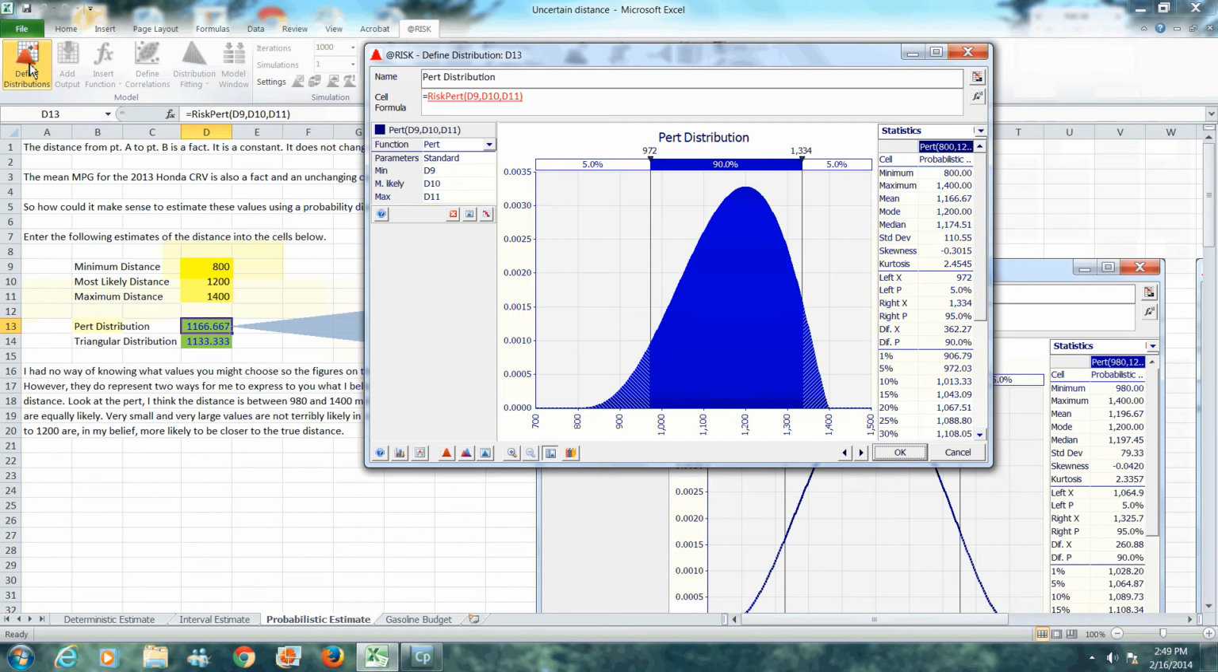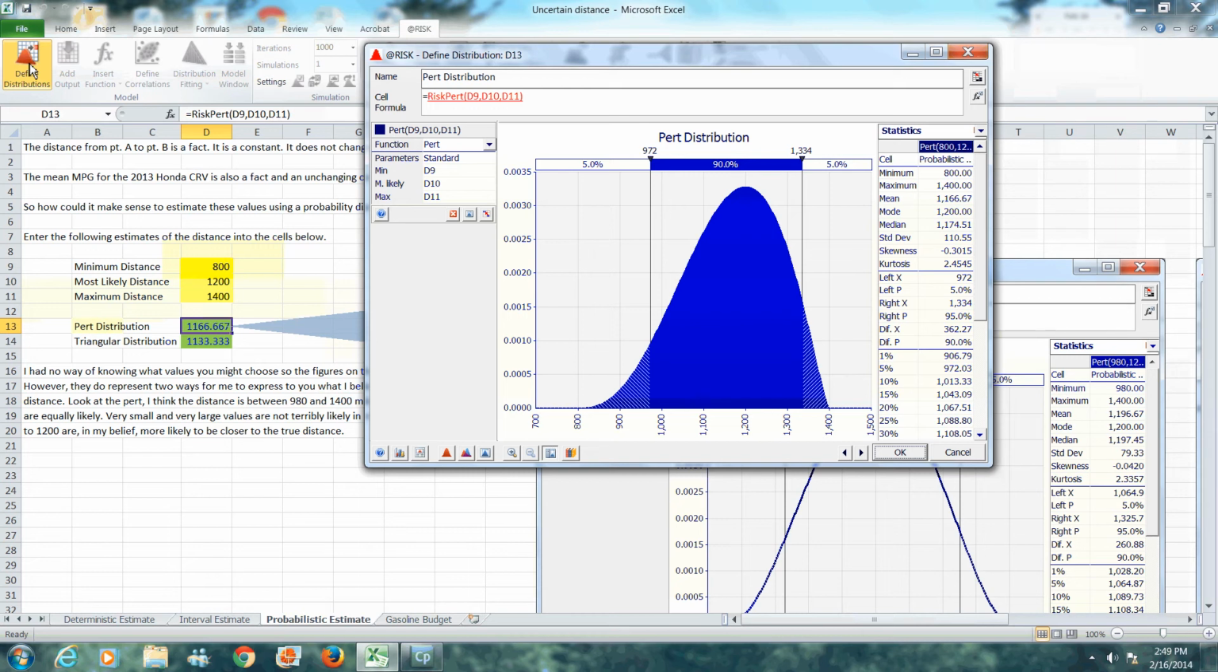This is a PERT distribution, and in this video I'm not going to explain the nature of these distributions, but let's just say there is a mathematical function that we use to connect these 3 points, and it gives us this distribution here. Notice that there is a 90% chance that the actual mileage is between 972 miles and 1,334 miles.